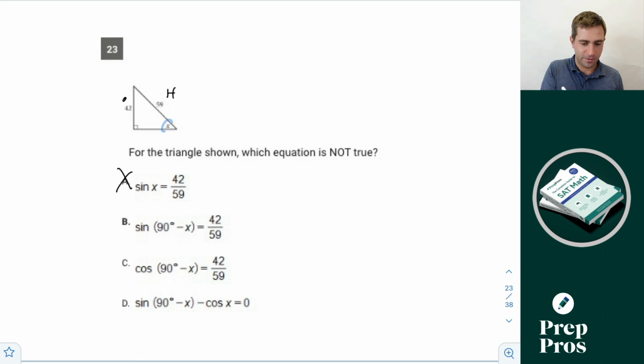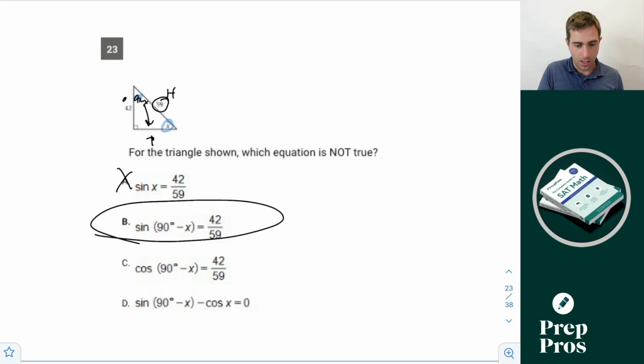Oh, this is their favorite trig thing. Once again, this was back on the March test I took. So 90 minus x would be up here. Well, 90 minus x would be this side length down here over 59. And that's not going to be true because that side length pretty simply is not 42. So B is going to have to be our right answer.